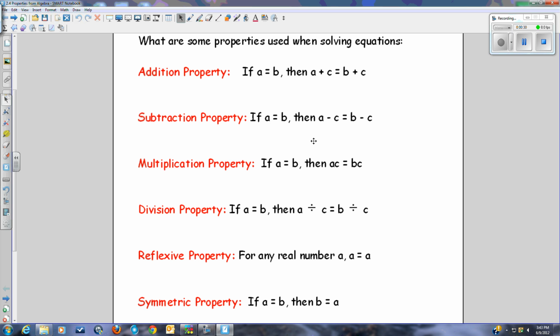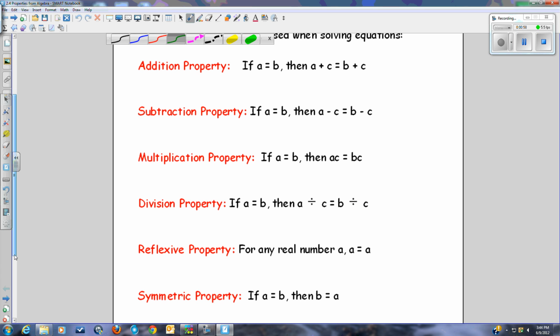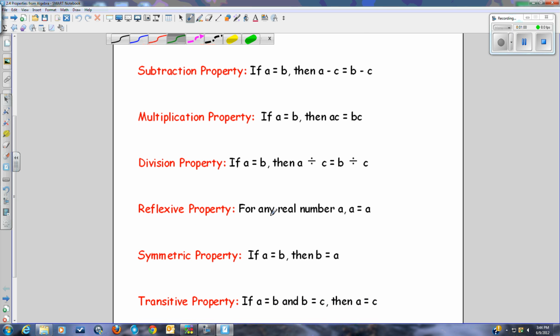Subtraction property, if A equals B, then A minus C equals B minus C. So that says you can subtract the same thing from both sides of the equation. Multiplication property, if A equals B, then A times C equals B times C. So that's saying you can multiply both sides of your equation by the same quantity. Division property, if A equals B, then A divided by C equals B divided by C. So that means that you can divide each side of the equation by the same amount.